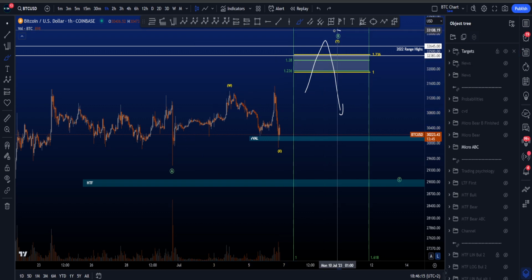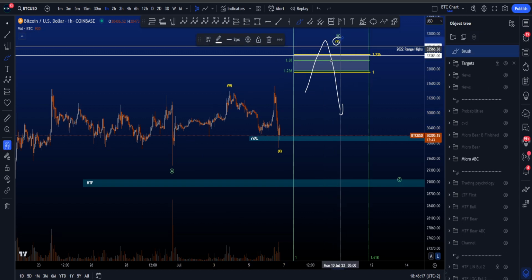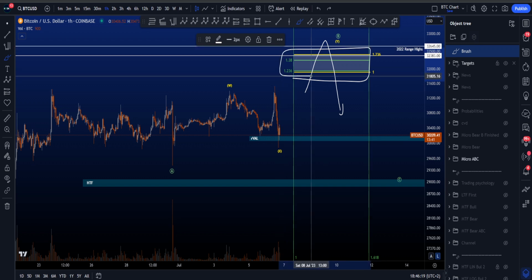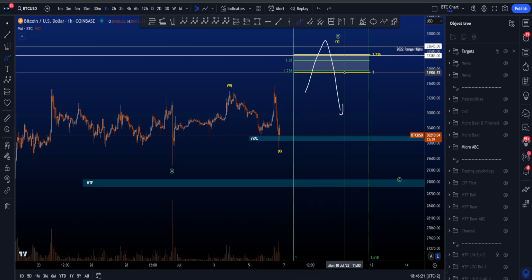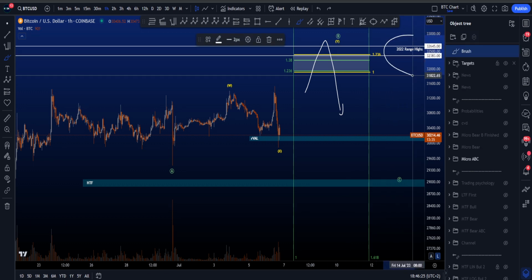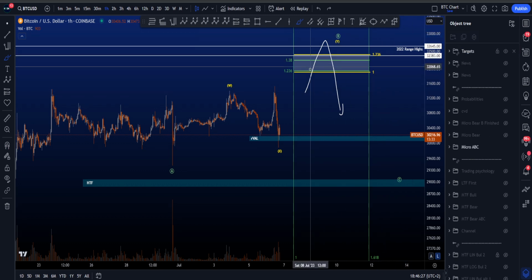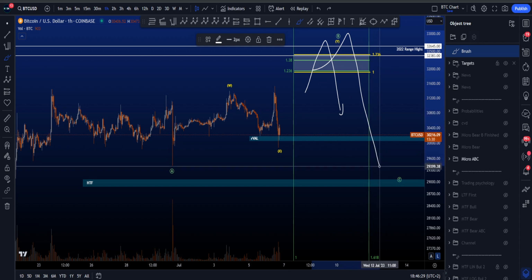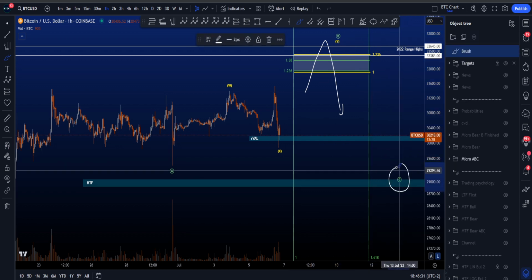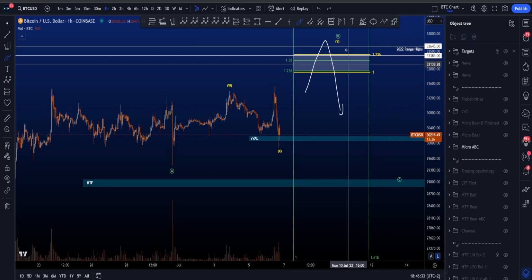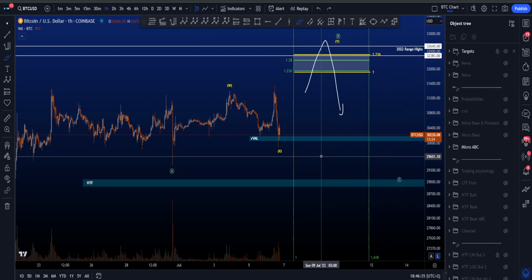The most common target for this wave B, as well as the wave Y, is this white box over here that you see sitting between 31.9k and 32.4k, which is very close to the 2022 range highs. There may be a liquidity grab and a move towards the downside in a wave C, which has to be a 5-wave structure. It's an impulsive structure towards the downside.